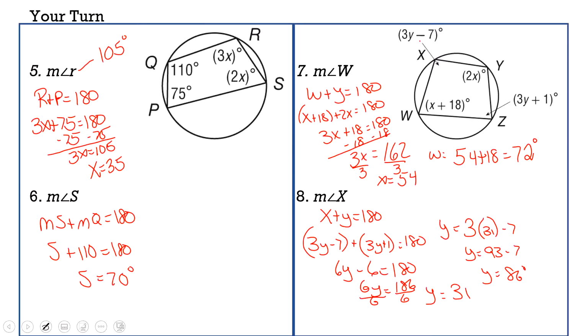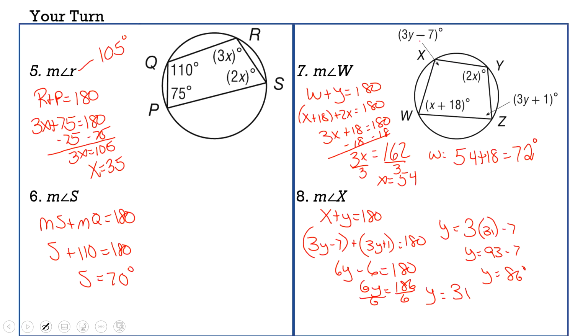Okay, so for problem 5, angle R is supplementary to angle P. If angle P is 75, that automatically makes angle R 105. I went through and solved for X first because I knew 75 plus 3X is going to equal 180. I solved for X, which was an extra step that I didn't need to do. For problem 6, I see that angle S is supplementary to angle Q. So Q is 110, which makes angle S 70. They have to add up to 180.